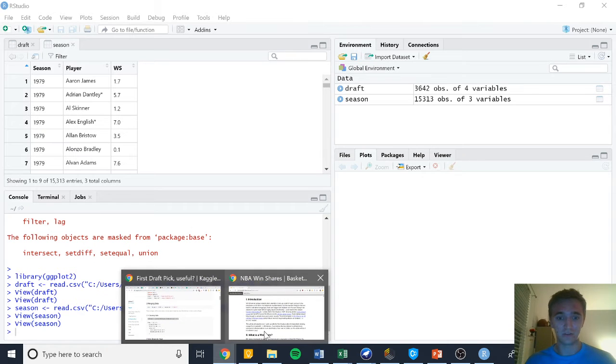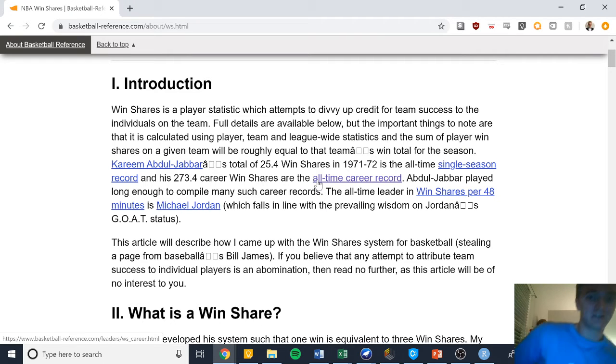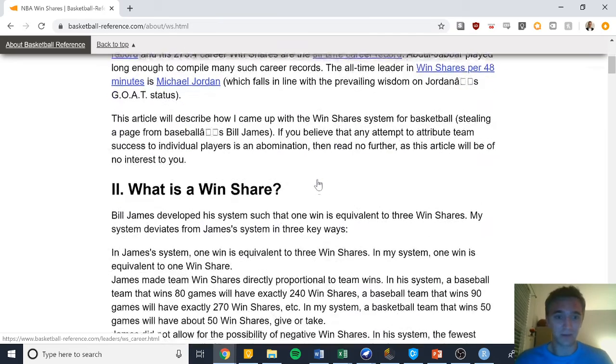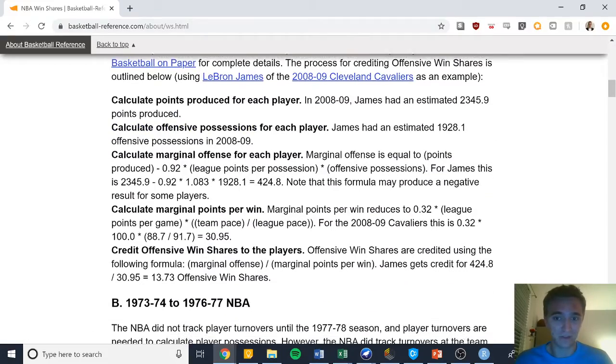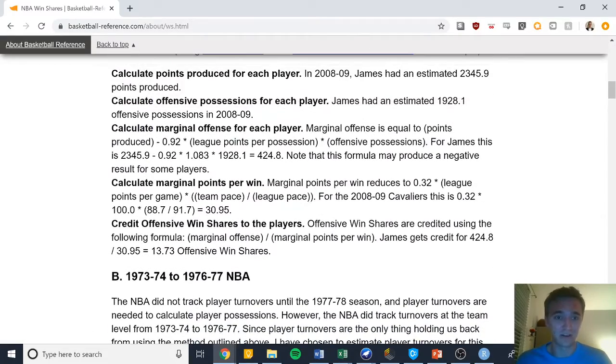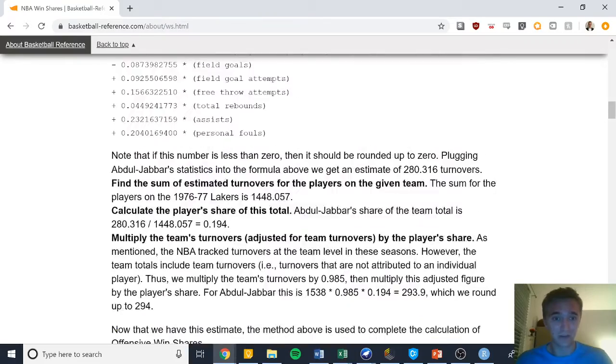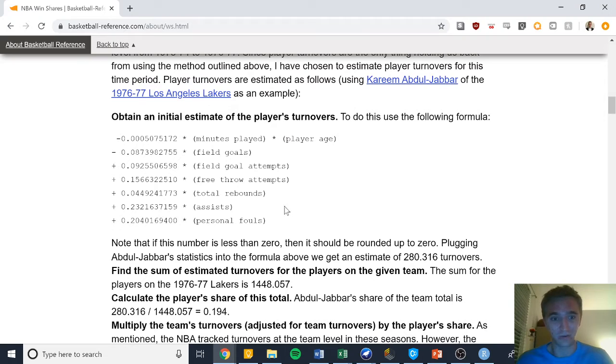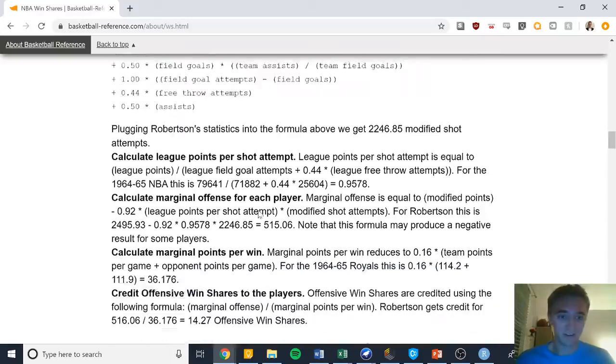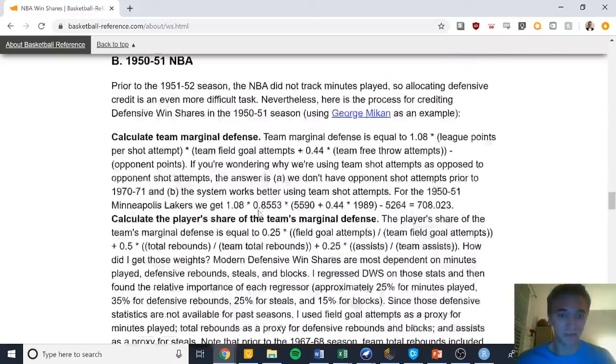Just to explain win shares a little bit, it's a statistic that attempts to give partial credit for team success to each individual on the team. So there's a very complicated formula here. This statistic has been proven to be pretty accurate overall over time. I can't attempt to completely understand it without getting pretty technical here.